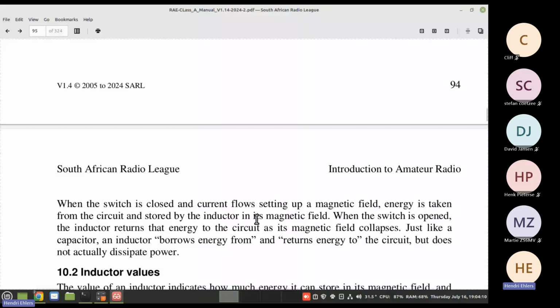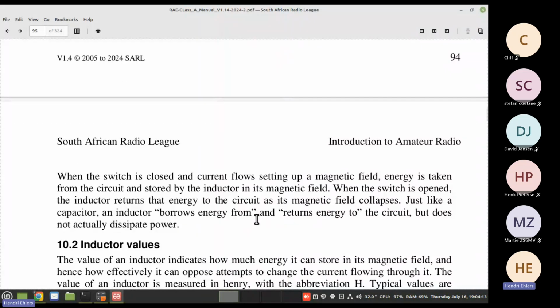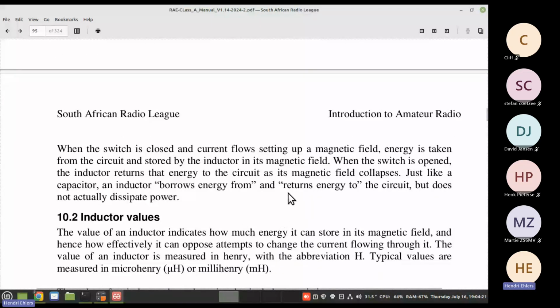Now, like a capacitor, these inductors don't like change. They borrow energy from the circuit and return the energy to the circuit when the power is removed. So it doesn't actually use power. Now, that is in a perfect inductor. There will always be losses in real life, but theoretically it doesn't use power.